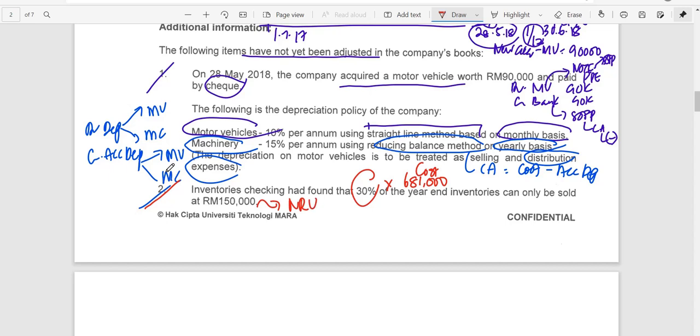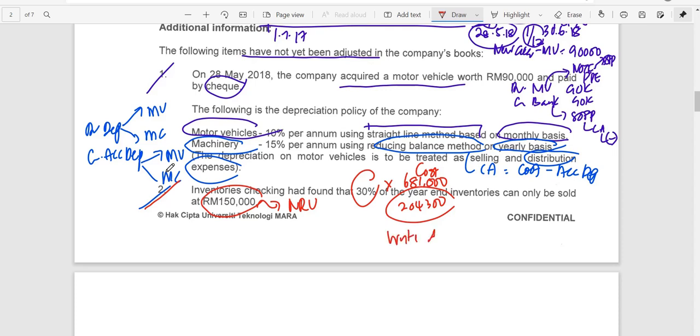So the cost of the inventory, if you calculate the 30% from that 681, you will get 204,300. So now you can see that the cost is higher than the net realizable value. So inventory shall be measured at the lower of cost and NRV. So there is a need to write down the inventory from cost to the NRV, and that would be 204,300 minus 150. And that will give you 54,300. Take your calculator and calculate.